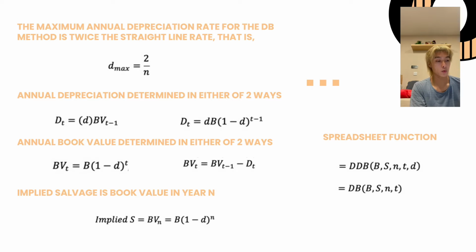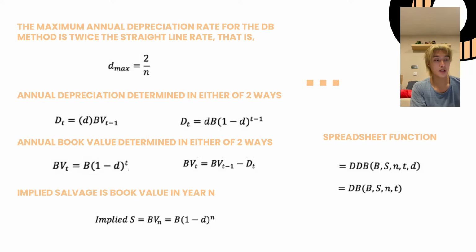If BVt minus 1 is not known, the depreciation in year t can be calculated using B and D, which is dt equal to D B multiplied by (1 minus D) powered by t minus 1. And the book value is determined in either of two ways. The first way is BVt equal to B multiplied by (1 minus D) powered by t. The second way is BVt equal to BVt minus 1 minus dt.